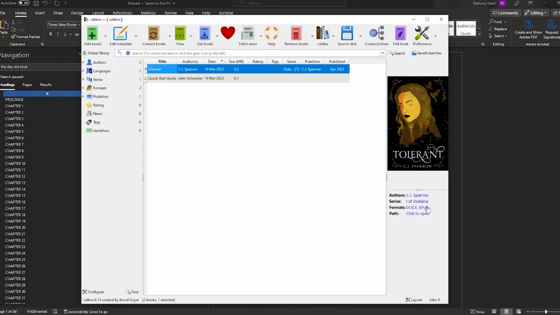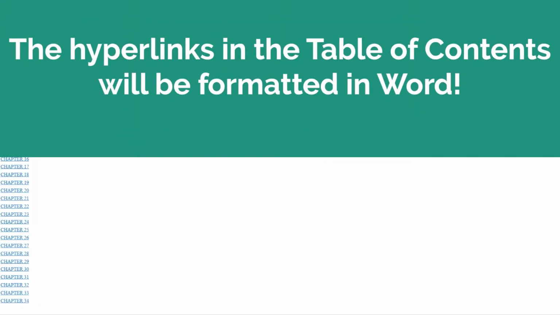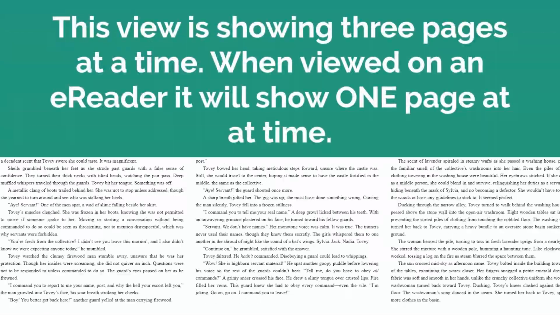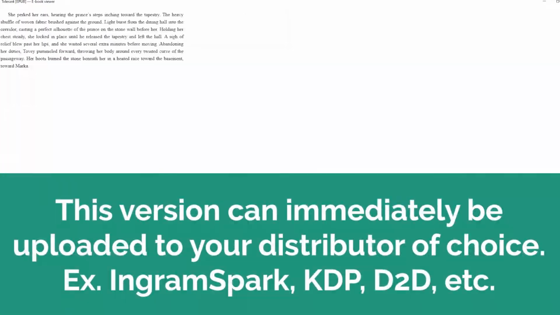So I'm going to go ahead and click on the EPUB version so I can view it. And everything is formatted. I have my table of contents and then it starts. And if you formatted it properly in Word, it should be good to go. And this is what you get, a finished ebook. It's perfect. It's beautiful.